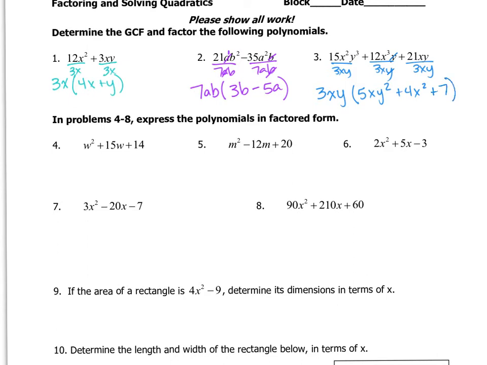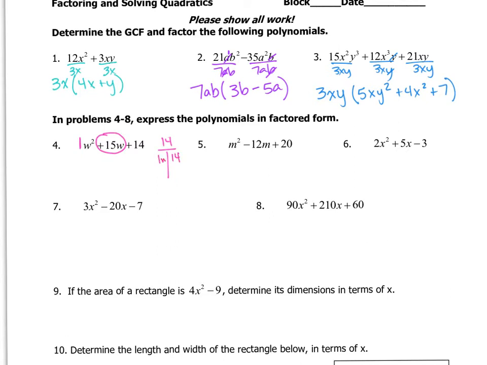For the next 5, we have to factor. So first thing you do when you factor is you always look for a GCF, which there's not one in number 4. So since it's a trinomial, we're going to multiply a times c, get 14. Now we need two numbers that multiply to 14, but add to give us 15. So that's going to be a 1 and a 14.